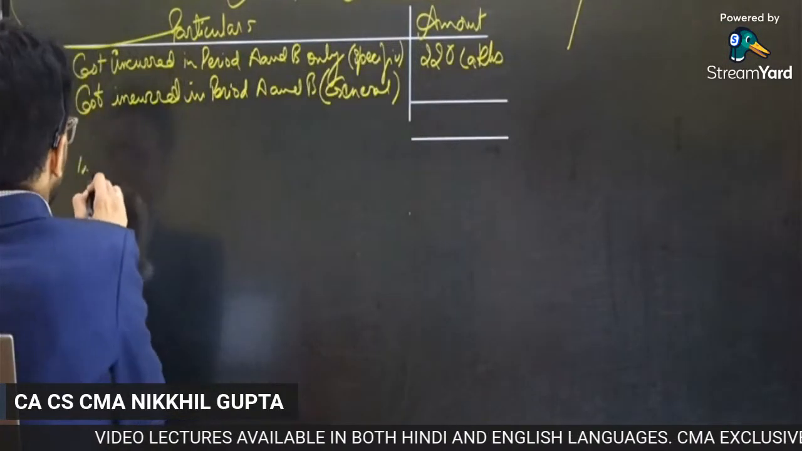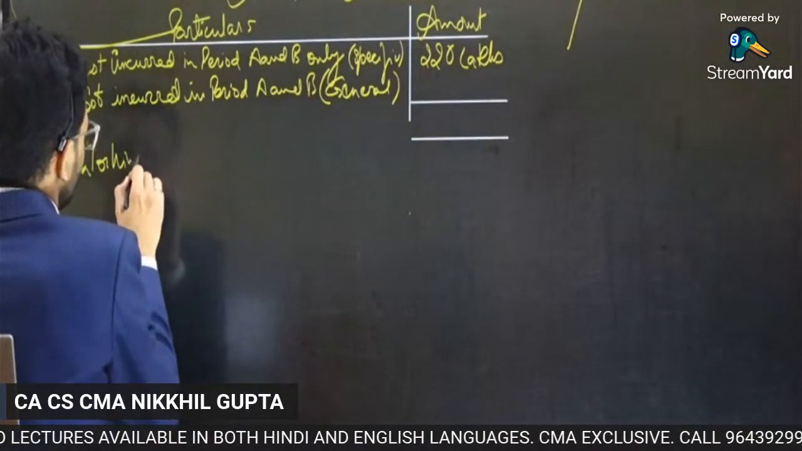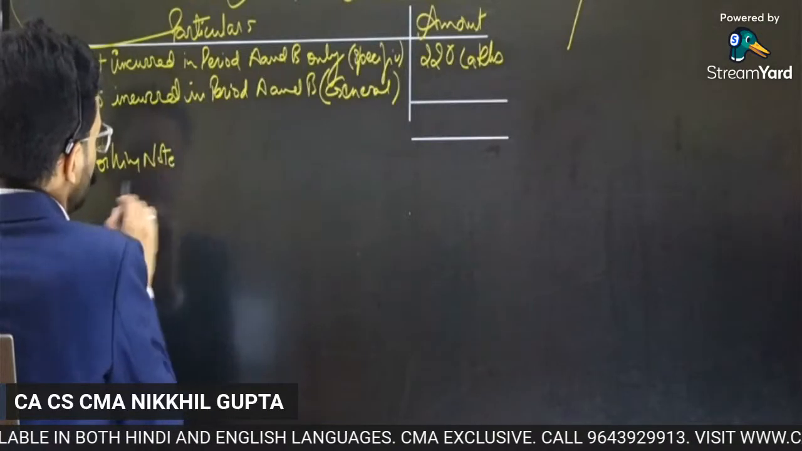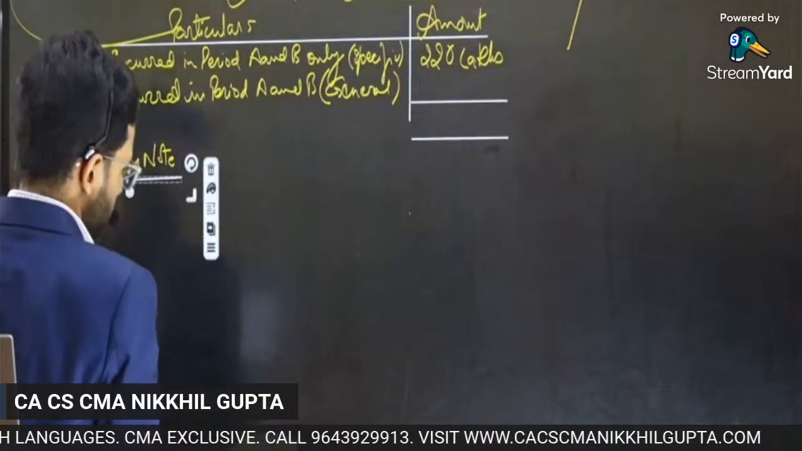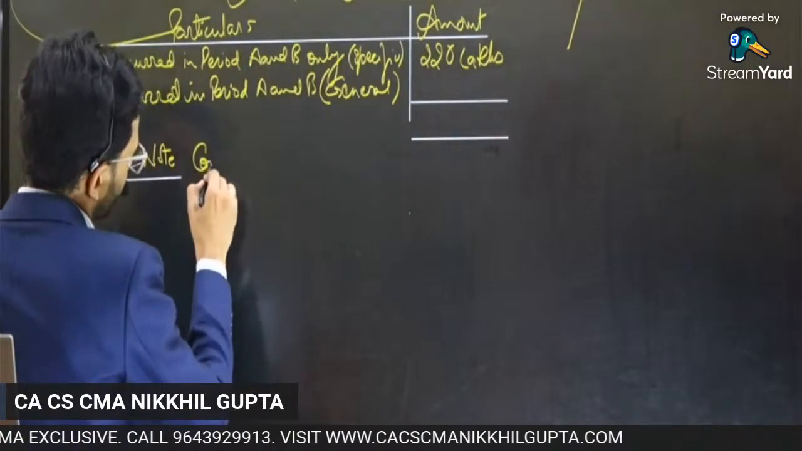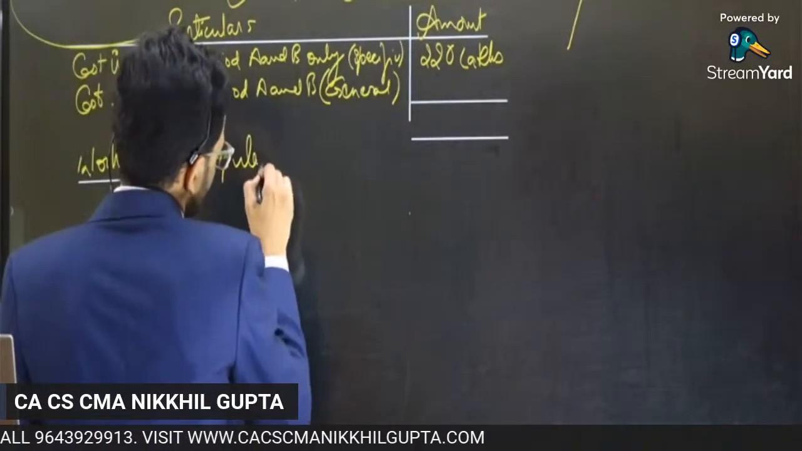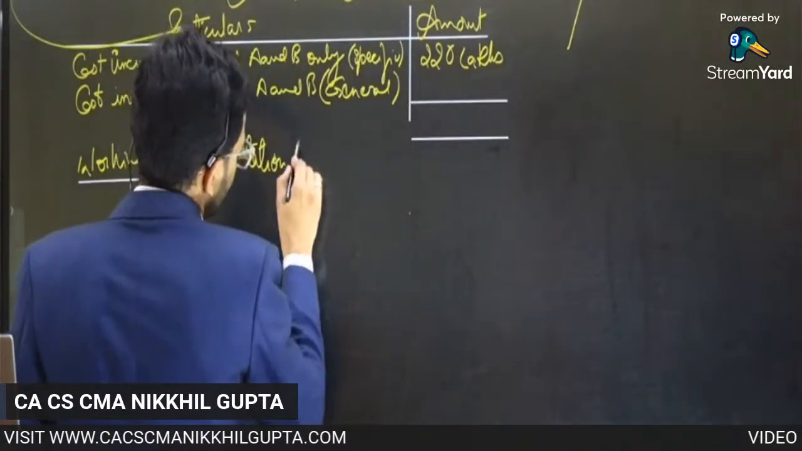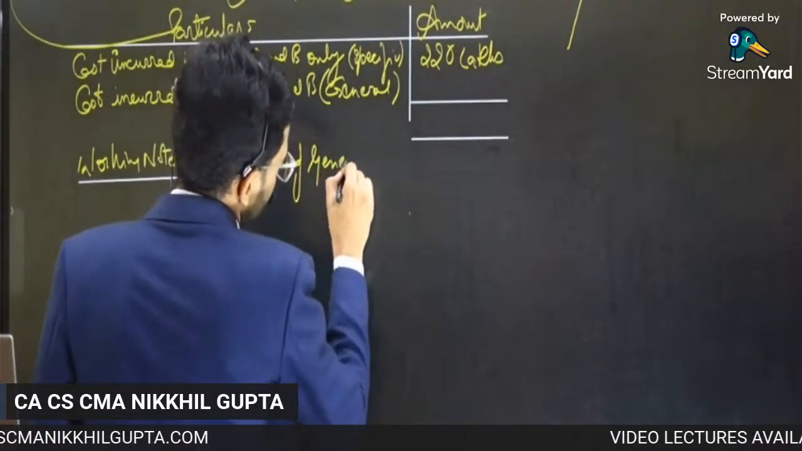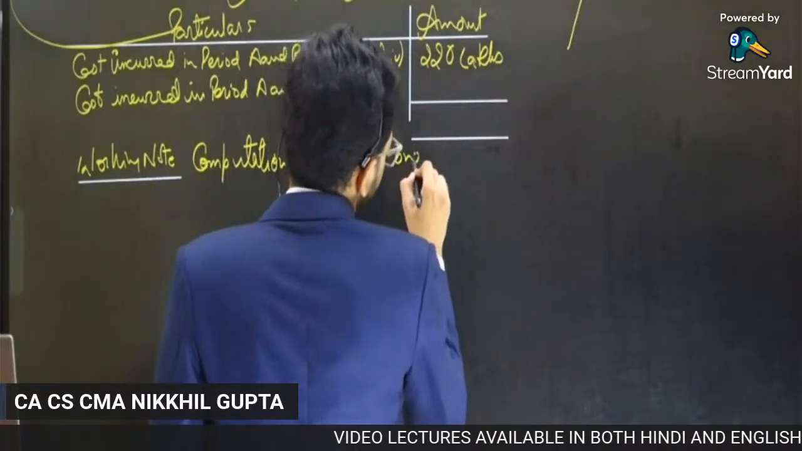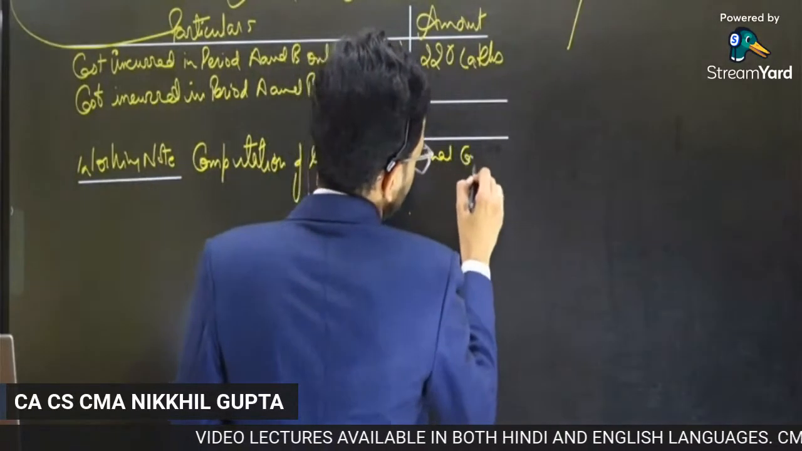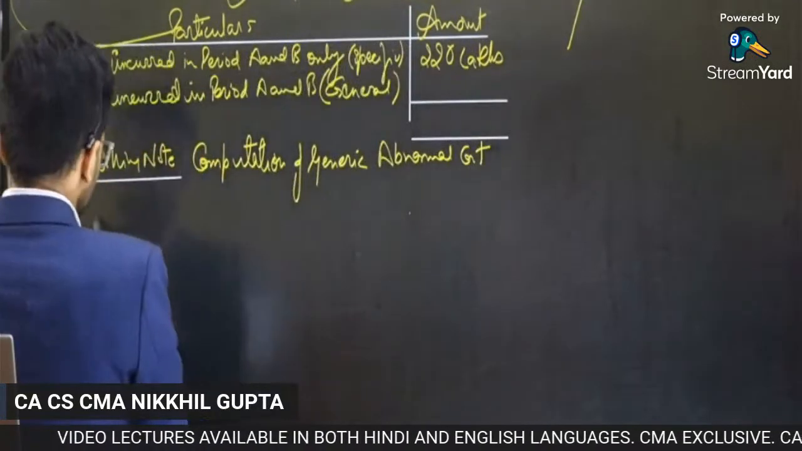So we'll prepare a working note for it. Working note: computation of generic abnormal cost.